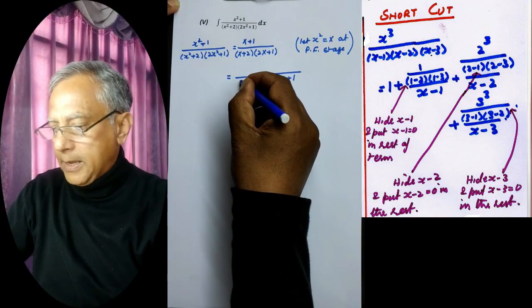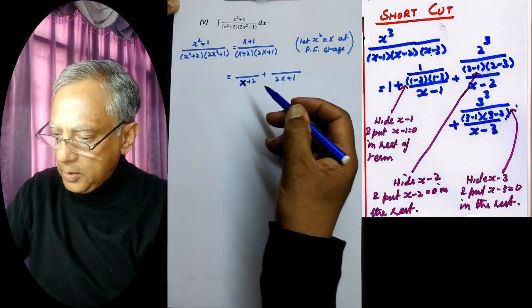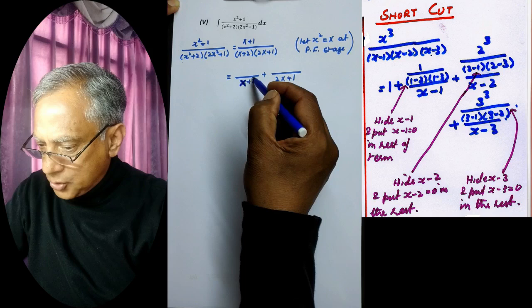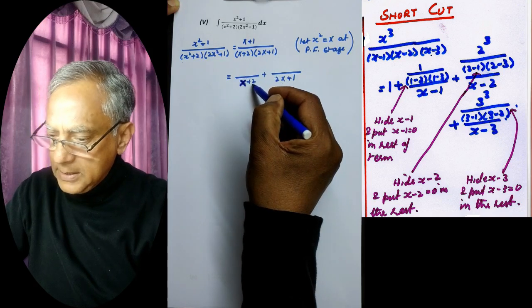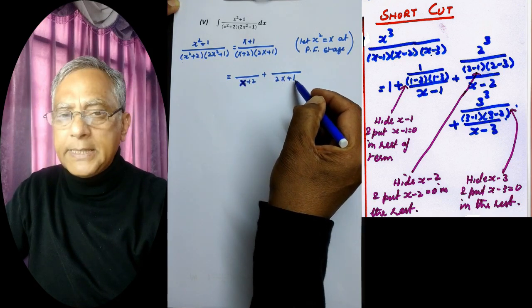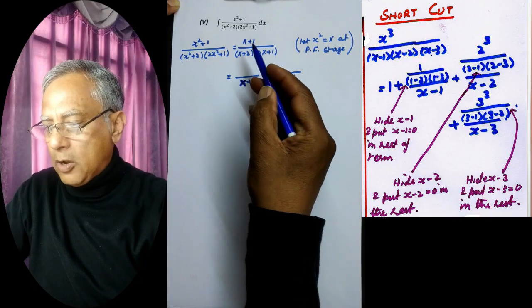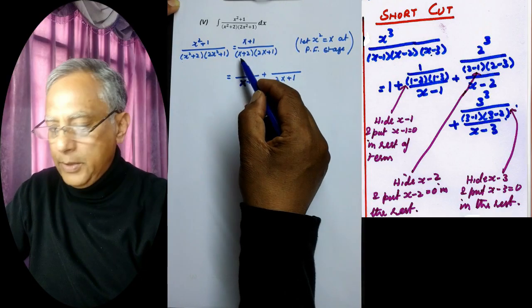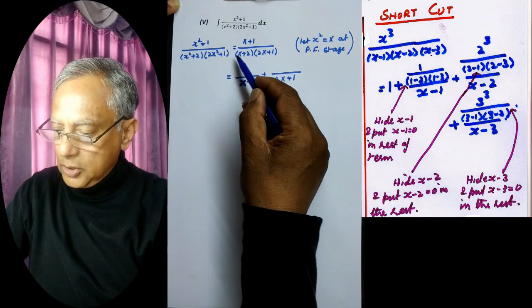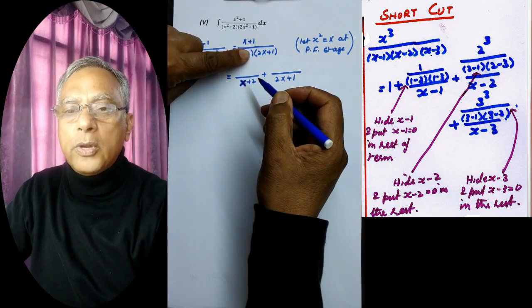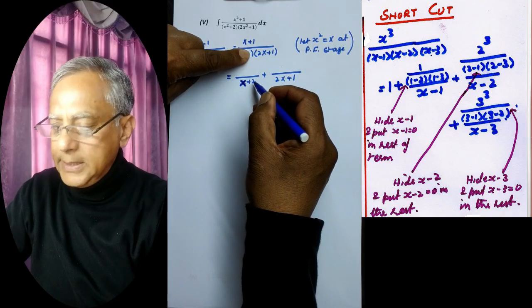This will be capital X. Capital X plus 2, we can write this as x plus 2 plus 2x plus 1, and we will get the constants directly. Whenever the denominator is a product of only linear factors, we can apply the shortcut. So what we do is we will hide x plus 2 and put x plus 2 equal to 0. That is x equal to minus 2.